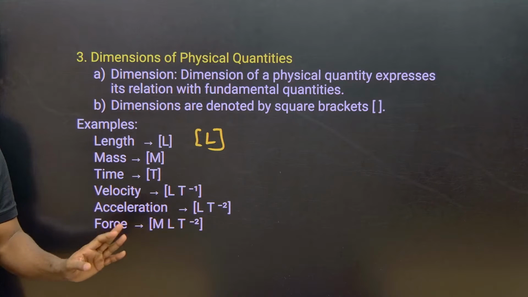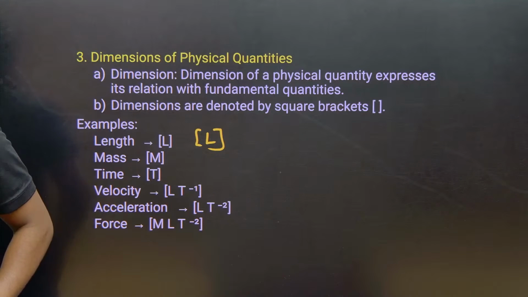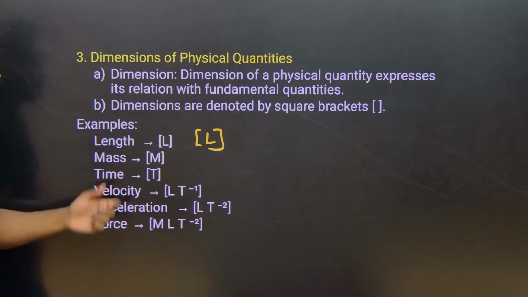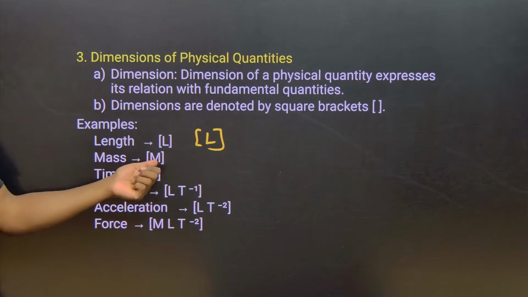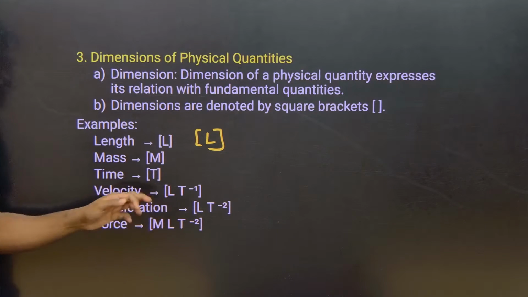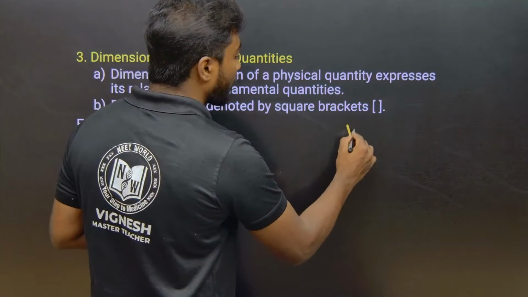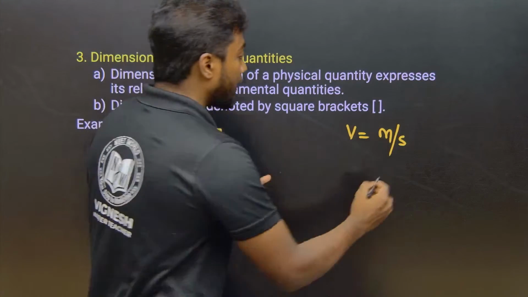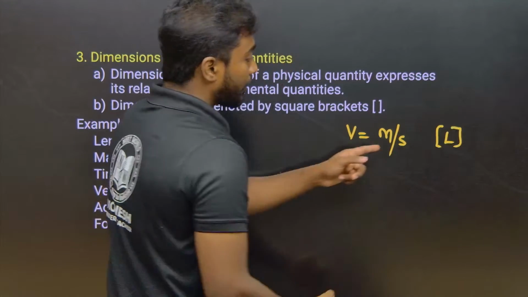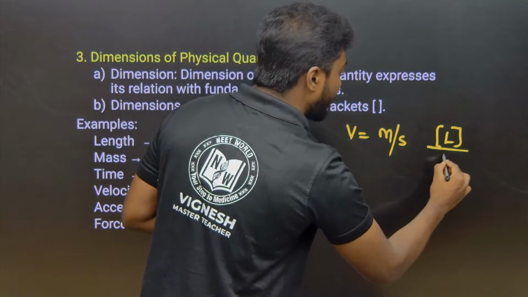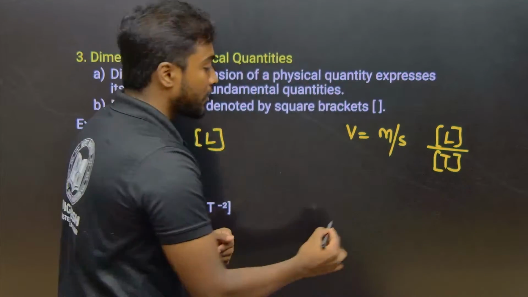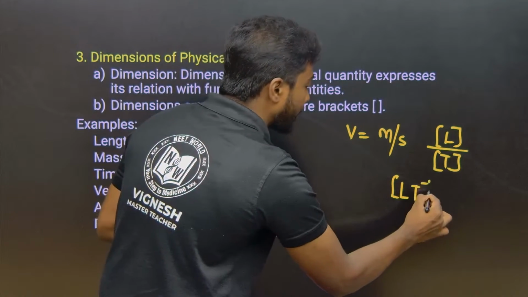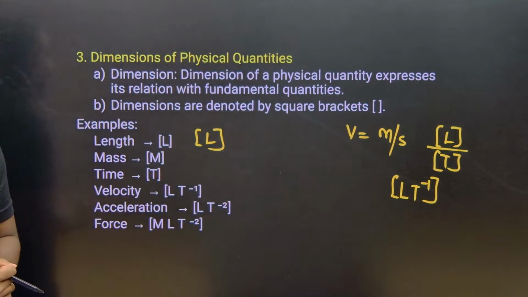dimensional analysis. Okay, which is in the square bracket. So whatever we see in the square bracket in physics, those are dimensional formulas. Okay. So length L, mass capital M, time T. So if I express velocity, velocity equals meter per second, right? So meter is length, L, seconds is time, divide by capital T. So the dimensional formula for velocity is L T power minus 1. Okay, L T power minus 1.